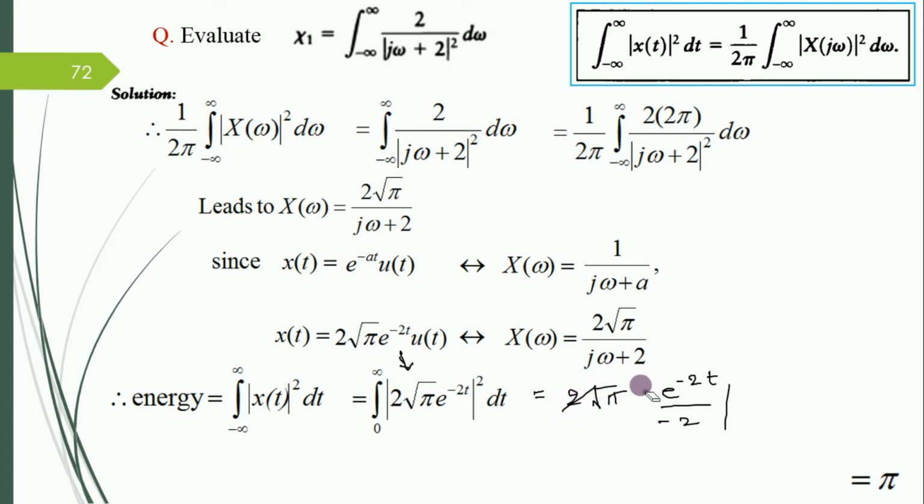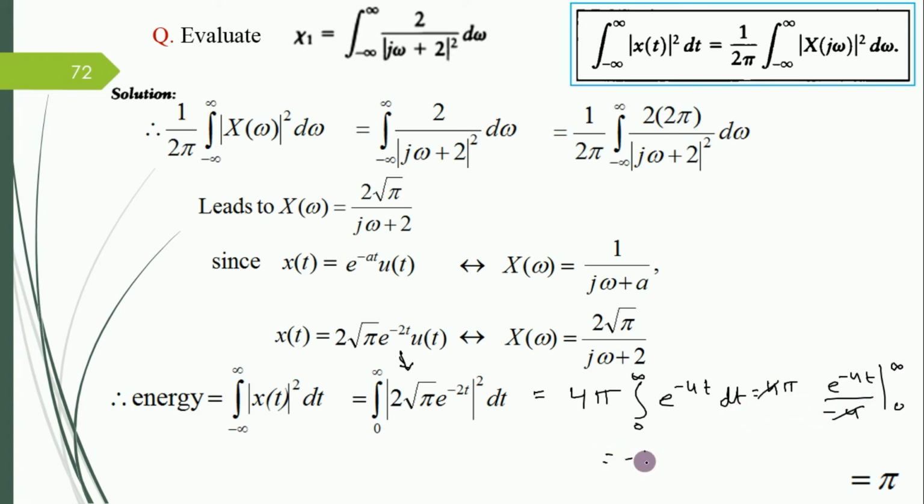So I take the eraser. We'll write it here. So 2 square is 4. Root pi square is pi. Now integration of e raised to minus 4t dt from 0 to infinity. So you get 4 pi into e raised to minus 4t divided by minus 4, from infinity till 0. This 4 cancels. You get minus pi outside. E raised to minus infinity is 0. Minus e raised to 0 is 1. So minus minus cancels. You get it as pi.